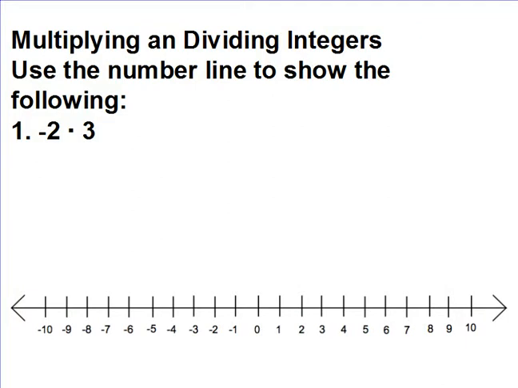Multiplying and dividing integers. Let's use the number line to show negative 2 times 3. We know that negative 2 times 3 means negative 2, 3 times. If I start at 0 and I do negative 2, that's 1 time, 2 times, 3 times. I know my answer would be negative 6.